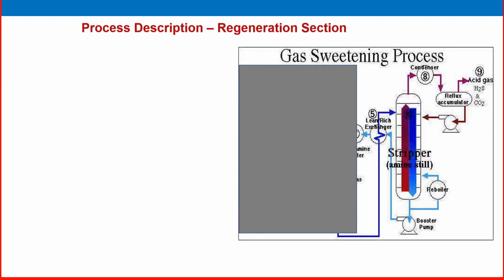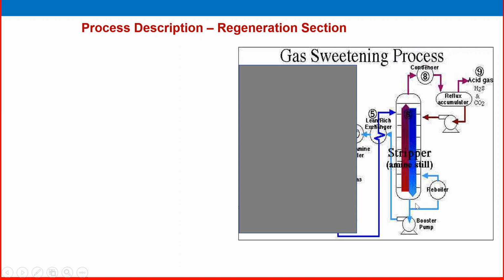Now look here at the regeneration process, what is happening. This is a regenerator. A regenerator is a stripper. Sometimes we call it a stripper, sometimes an amine still column, and sometimes a boiling regenerator section. Rich amine enters from the top or maybe one tray down.